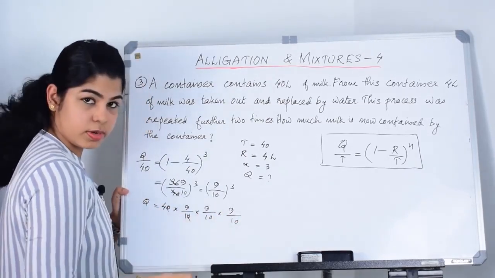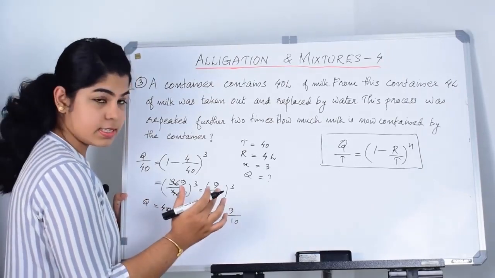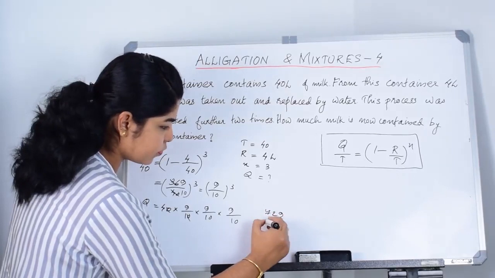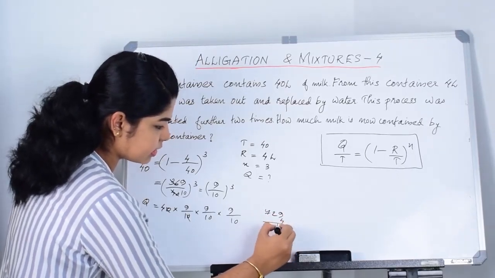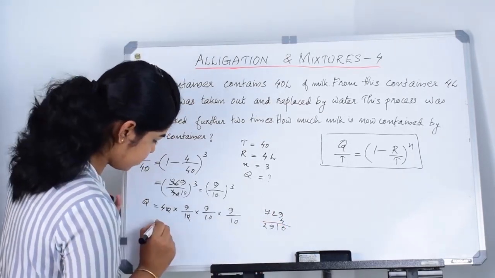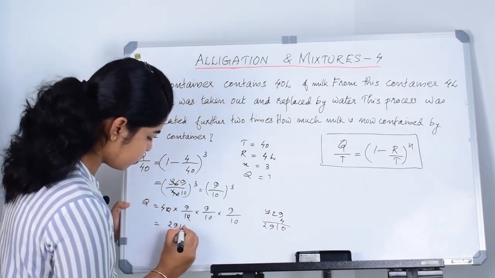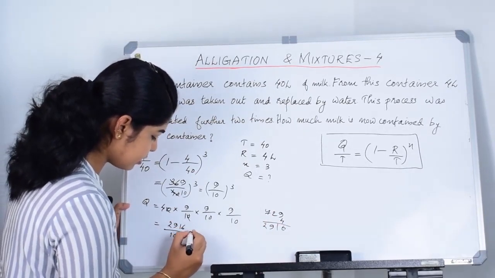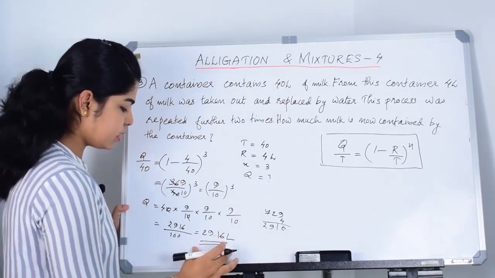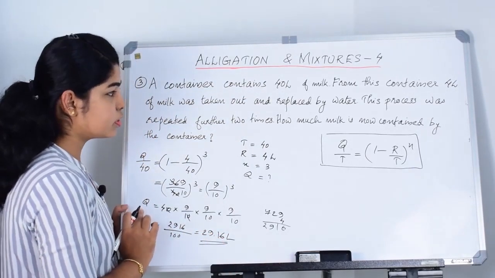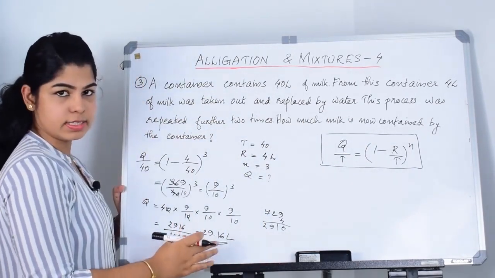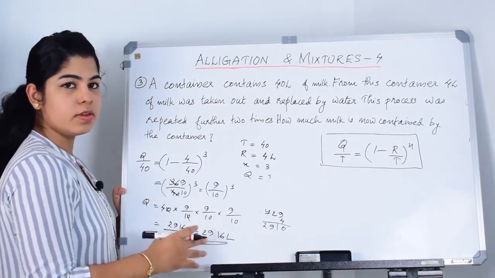I am cancelling this 0 and 0. Then 9 into 9 into 9, which is 9 cube, that is 729, into 4 is 2916. So 2916 by 100 is equal to 29.16. So this is the value of Q. What is Q? The quantity of milk now contained by the container is 29.16 liter. So this way you can solve these types of questions.